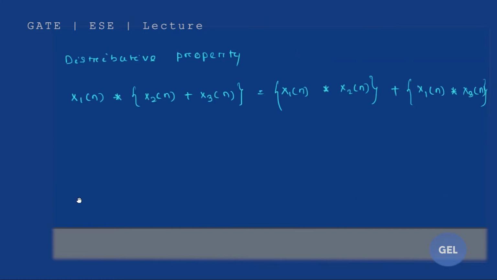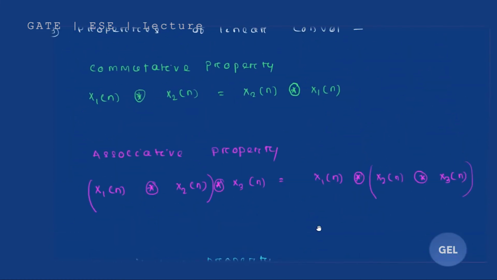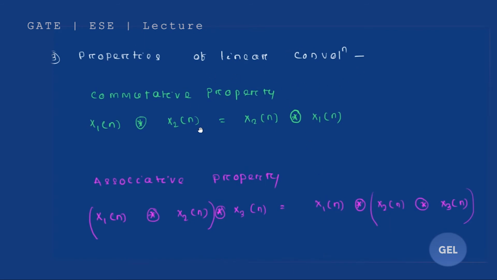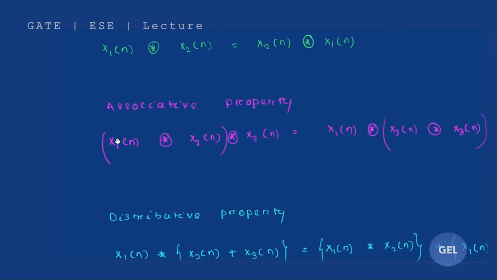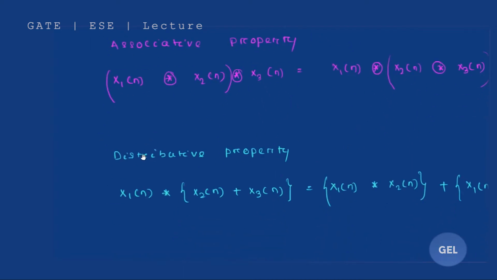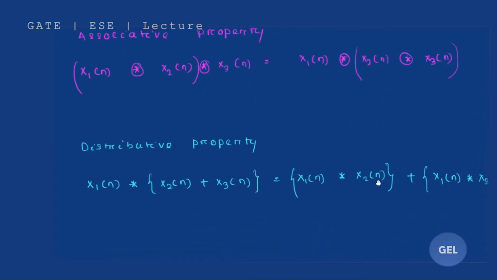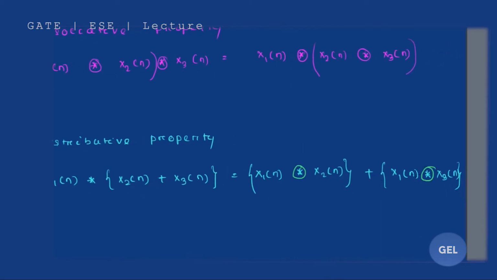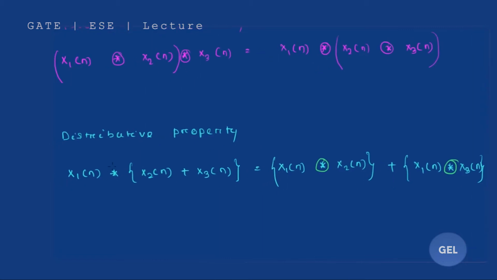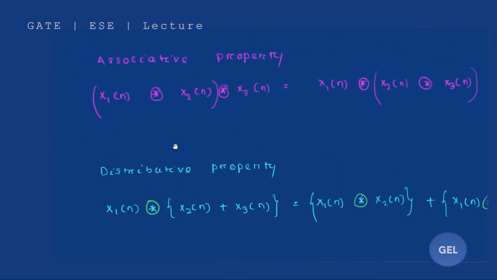Now moving on to the simple concepts. Yes, linear convolution obeys the commutative property, yes, it obeys the associative property, and yes, it obeys the distributive property as well. Is there any problem here? This is the same concept, and I'm not going to repeat all these concepts again.